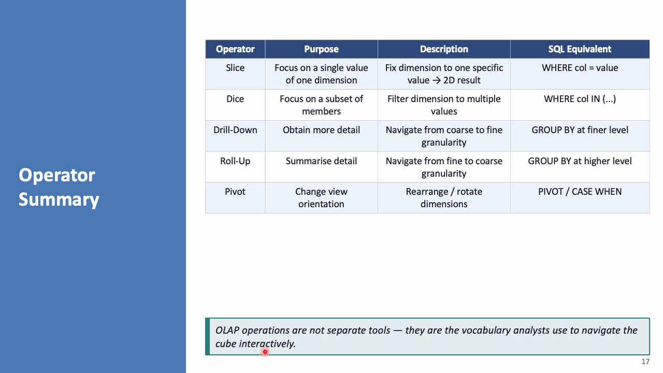The 5 operations are not separate, disconnected tools. They are vocabulary, a shared language that analysts use to navigate and explore multidimensional data. In a real analytical session, an analyst would typically chain several of these operations together. For example, slice to a particular time period, dice to a relevant set of locations, drill down into city level detail, roll up to monthly summaries, and finally pivot the result into a format suitable for a management report.